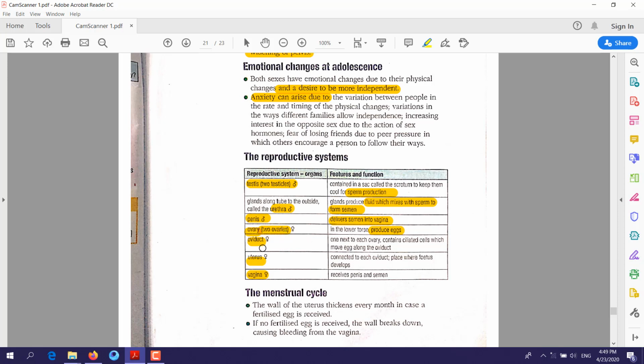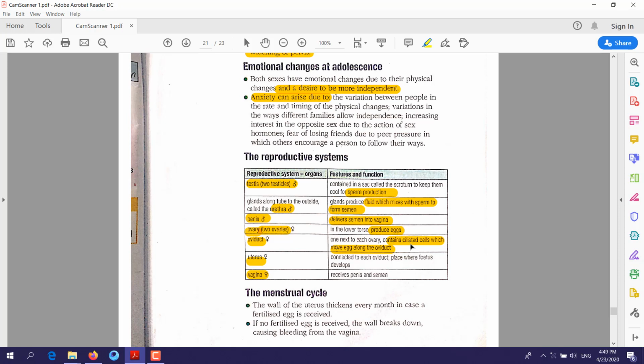Then the oviduct, from the name, duct. So here what will happen? It contains ciliated cells which move the egg along the oviduct. Firstly, the egg will be produced in the ovary. Then how will this egg move in the female reproductive system? It will move through the oviduct. How? The walls of the oviduct contain cilia. As we said, cilia are outgrowths.